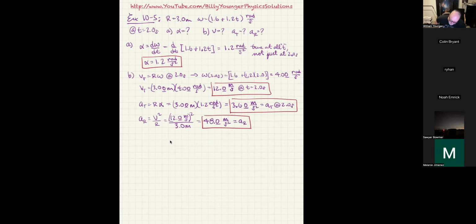Now, in this case, you can see that the angle would be quite a bit different because one component's 48 and the other one's only 3.6. So that's quite a bit bigger difference. So the angle would be even smaller than the 15 degrees we got last time. Anybody have any questions on that?